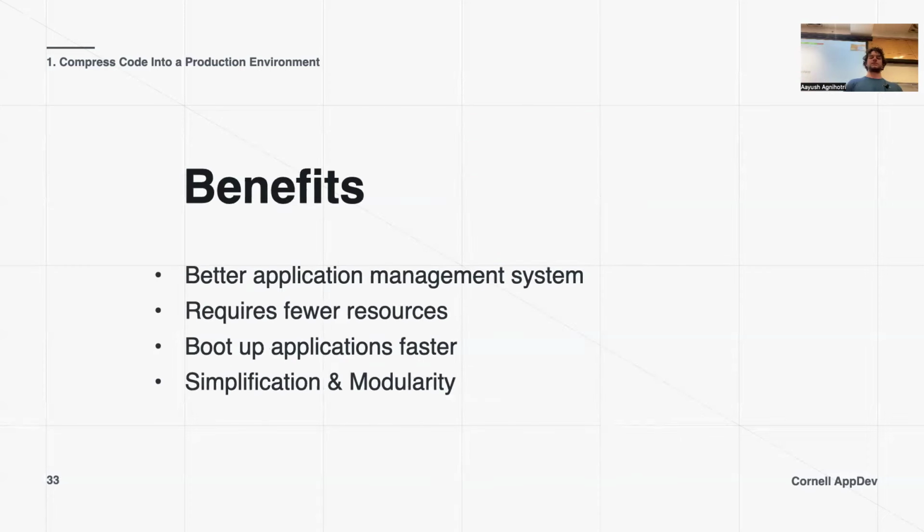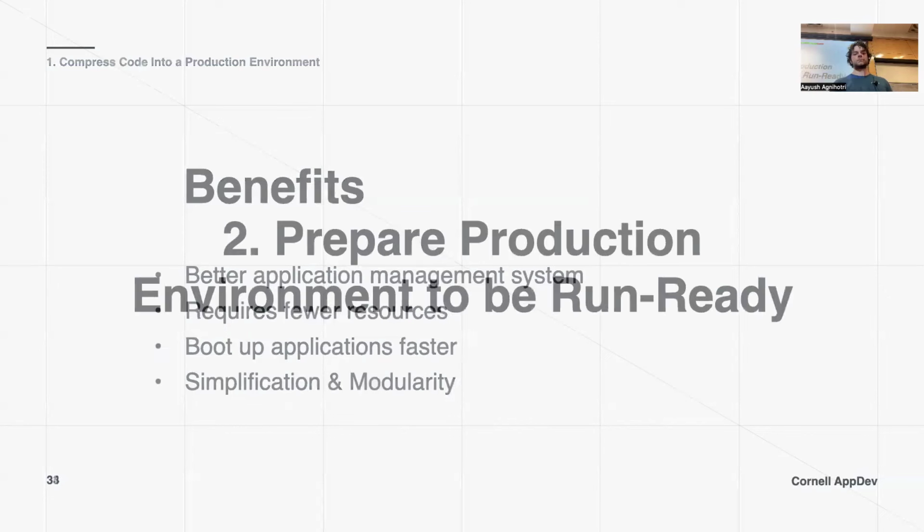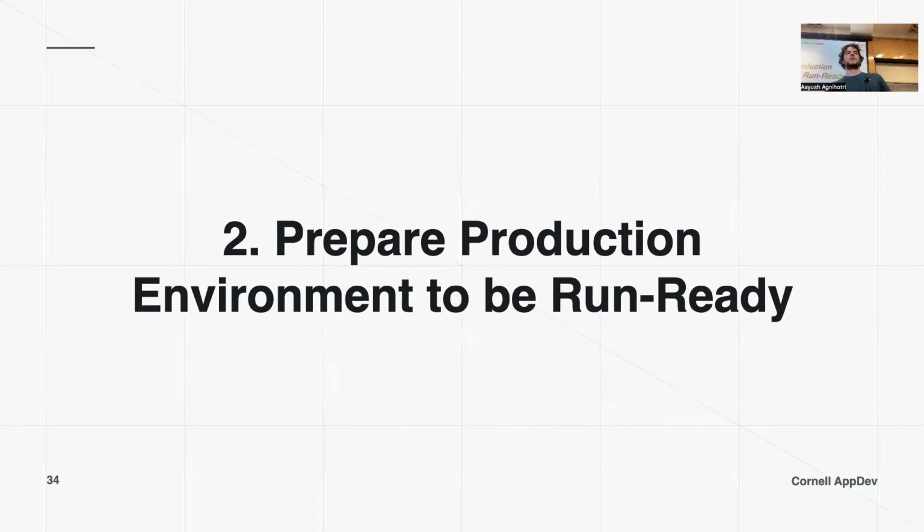So the benefits of Docker are that it's a better application management system. It requires a lot fewer resources than virtual machines, and you can boot up applications faster. With VMs, it was very resource intensive, so it takes a long time to run an app. But when you containerize your software, you're able to run it a lot faster since it's really neatly packaged, and it's also very simple. The second step of containerization is preparing the production environment to be run ready.